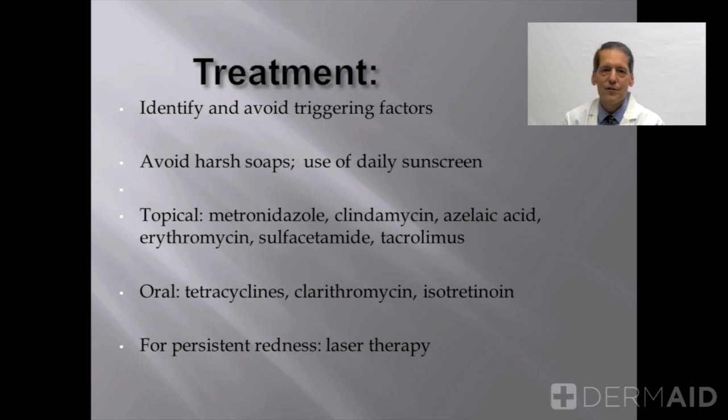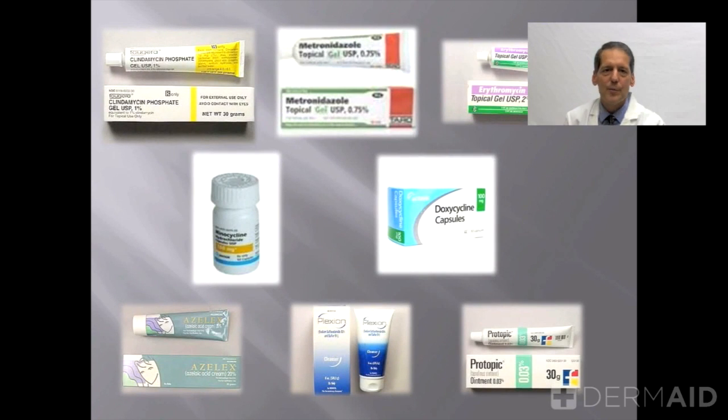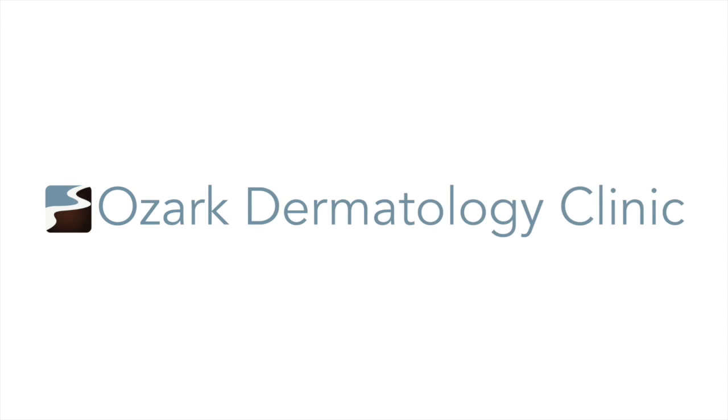For persistent redness, all that really helps clearly is laser therapy. The medications can help with inflammation, the redness, the bumps, the pus bumps, swelling, but for the true persistent redness, laser therapy is your treatment of choice there. Here we see some representations of some of the various medications that are available to treat rosacea. All of these medications are available only by prescription.